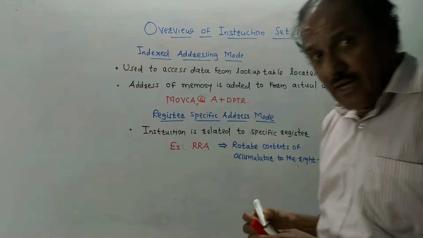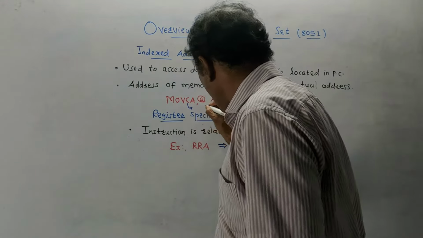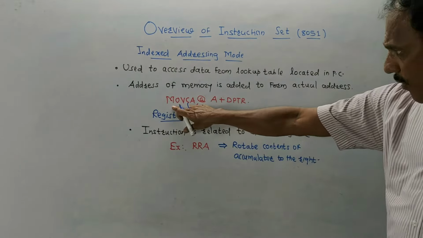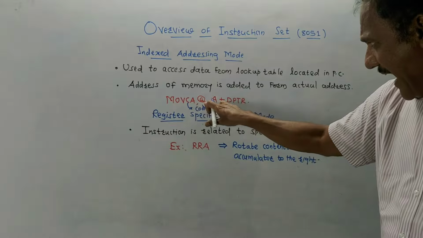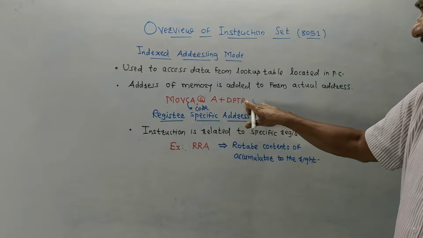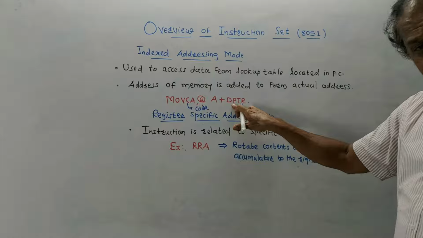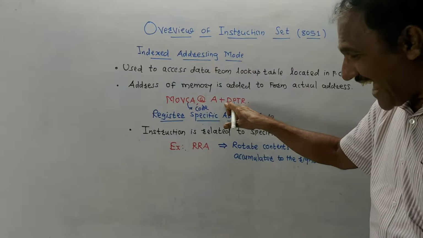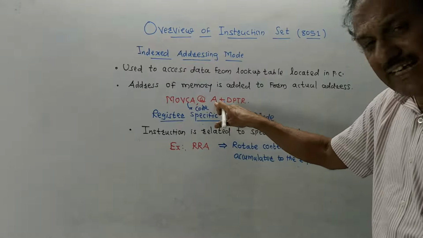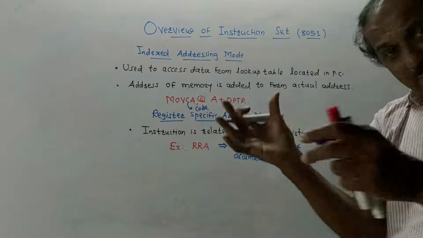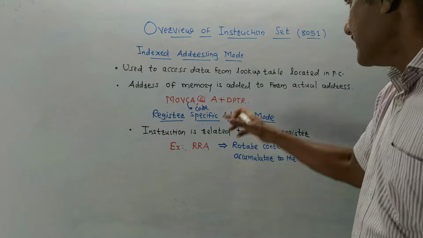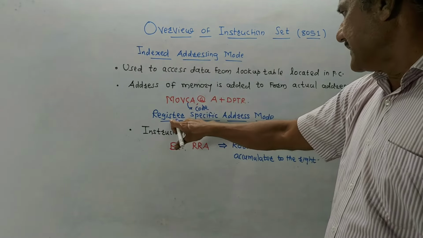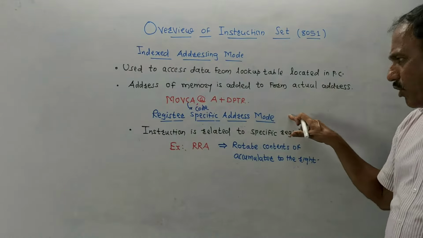MOVC A, यहां देखो ये C notation, this C notation indicates the code. So opcode is MOVC A, @A+DPTR. It indicates that DPTR is data pointer. Data pointer का एड्रेस ऐड करना है A के साथ और फिर एक नया एड्रेस जहां पे डेटा स्टोर है वो तैयार किया जाएगा. दिस इज द मीनिंग ऑफ इंस्ट्रक्शन MOVC A. नेक्स्ट इज register specific address mode.